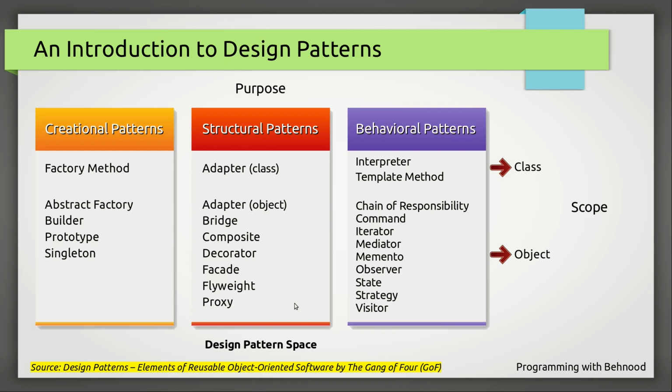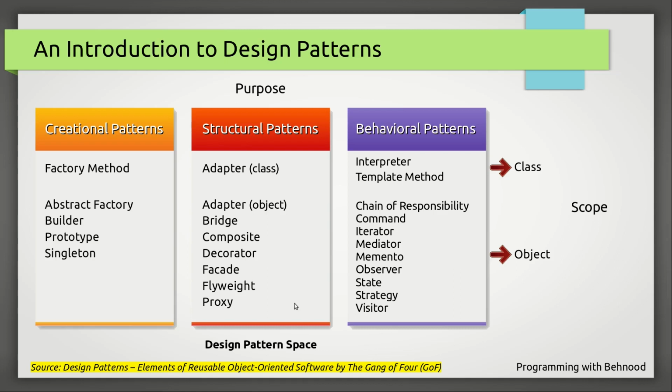The second criterion, called scope, specifies whether the pattern applies primarily to classes or to objects. Class patterns deal with relationships between classes and their subclasses. Object patterns deal with object relationships. Almost all patterns use inheritance to some extent, so the only patterns labeled class patterns are those that focus on class relationships. By the way, most patterns are in the object scope.